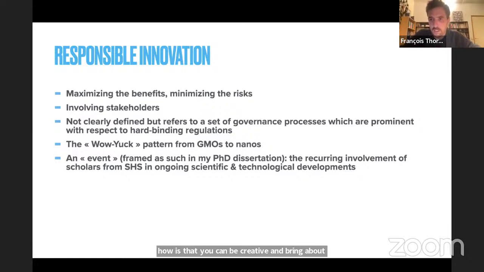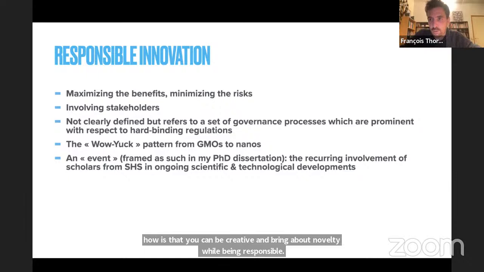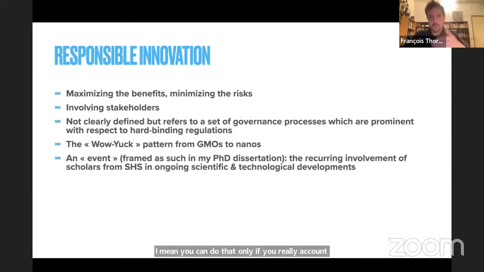I mean, you can do that only if you really account for the consequences, but that was not what I was witnessing. You know, the unintended consequences, but how can you be responsible if you cannot really foresee the consequences? Because I guess that's my view. I was like, is that an oxymoron? Is that a contradiction in the terms? Or is it a pleonasm?